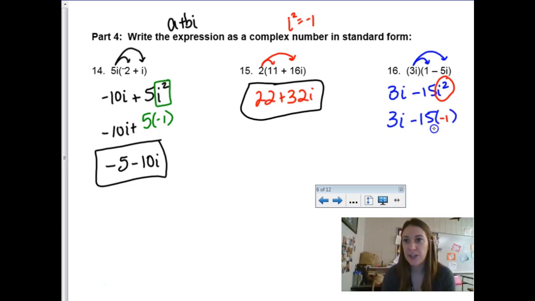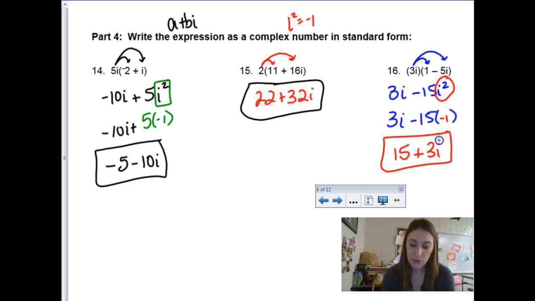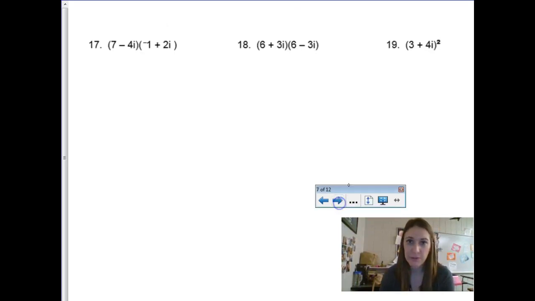And then I'm going to do a little simplification here. The negative 15 times negative 1 is really positive 15, which I'll write first, and then a positive 3i for the complex, or the imaginary part of the complex number. So these can get kind of interesting when you're simplifying. Those are just monomial distributions of multiplication, but now let's talk about a binomial. So just like with our polynomials, when we distributed a binomial times a binomial, we had to FOIL.